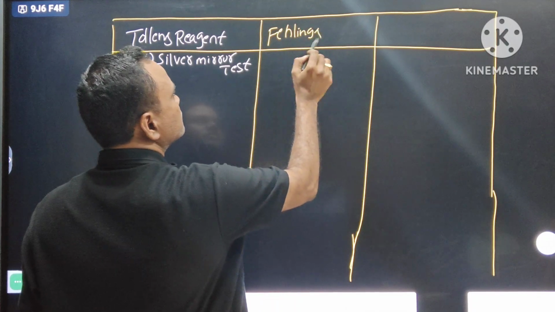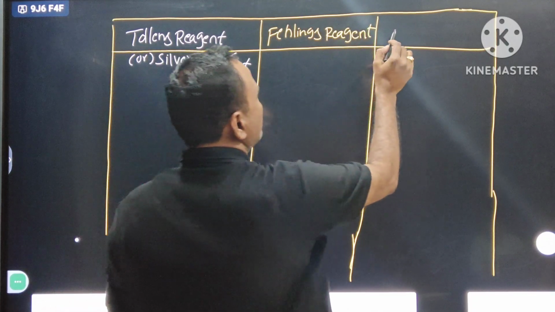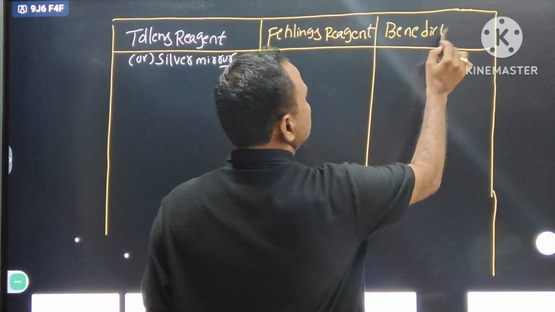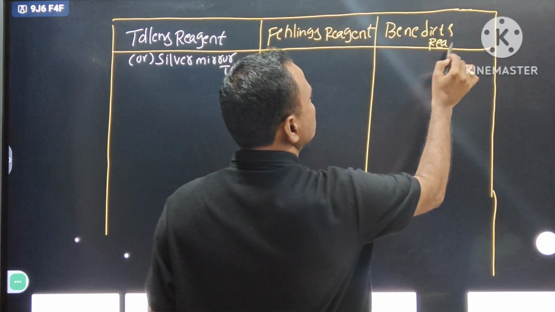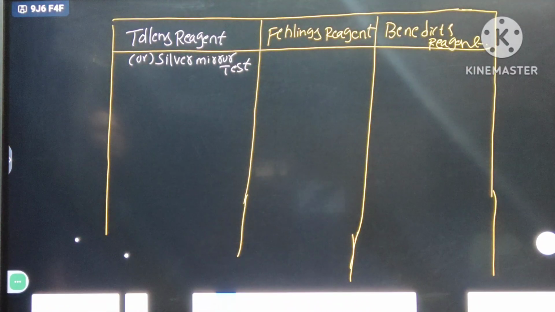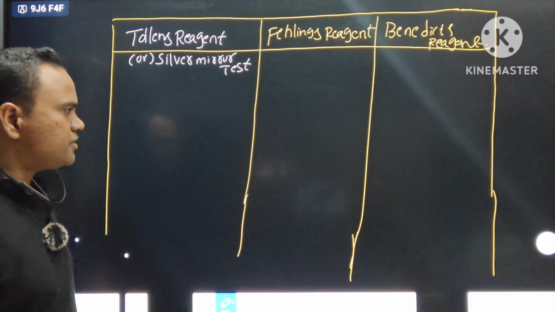Fehling's reagent, Fehling's test, Benedict's reagent. Silver mirror test or Tollens test.